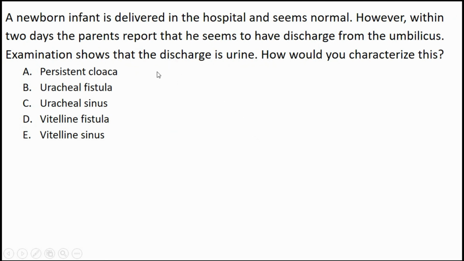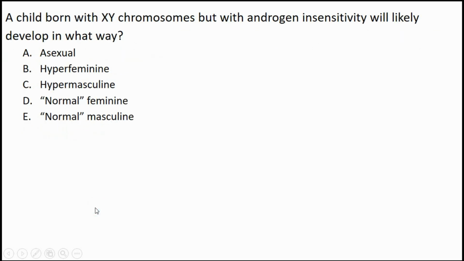So we have discharge from the urine. Now if we have a connection of the gut tube at the ileum to the umbilicus, we could wind up with a Meckel's or an ileal diverticulum where food and fecal material might be passing out. But this is urine. What that's telling us is we have a urachal fistula. So B is the correct answer there. Connection between the bladder and the umbilicus. Question 25.